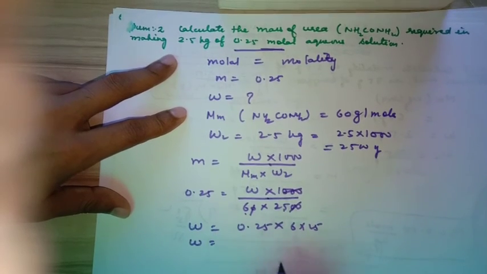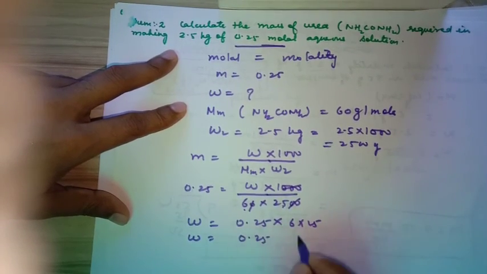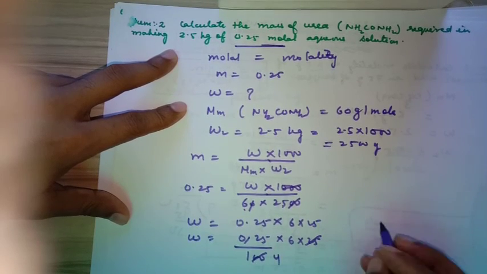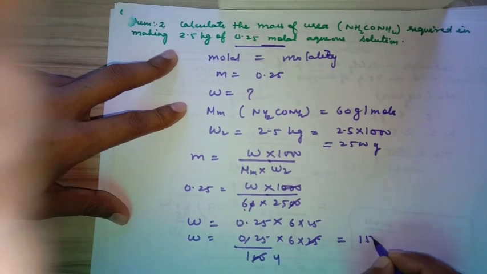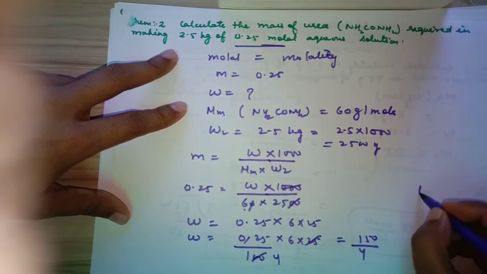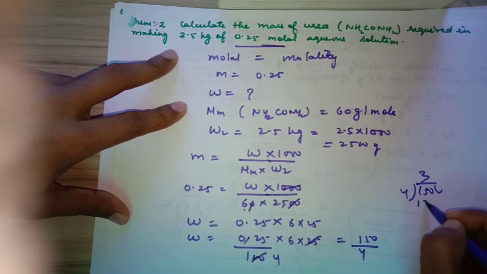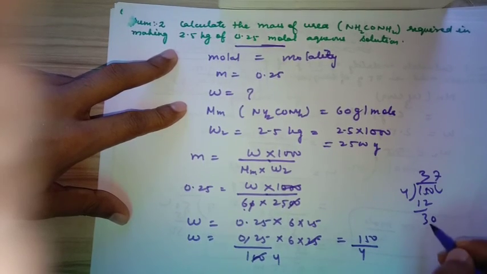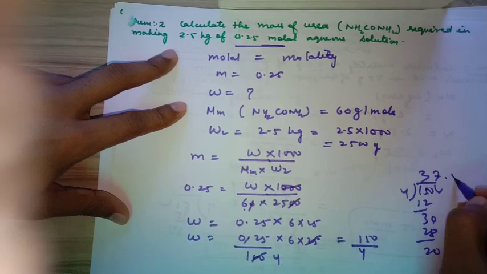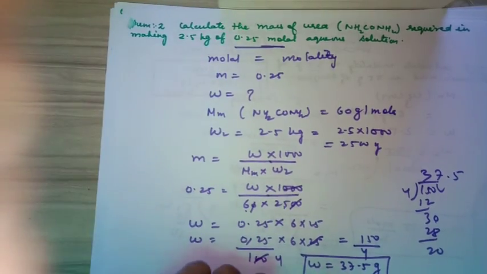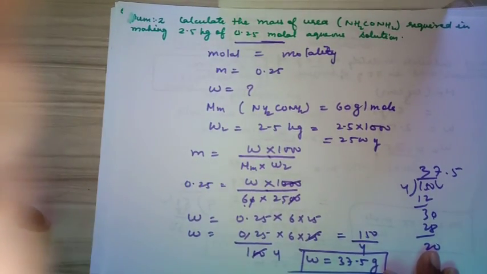So W is equal to 0.25, and so removing the decimal, it will be 100. It will be 6 into 25. So 25 4s are 100. So it will be 25 6s are 150 upon 4. So divide 150 by 4. 4 3s are 12, 4 7s are 28. So it will be 37.5 gram. So we'll obtain the amount of urea as 37.5 gram from the given question.